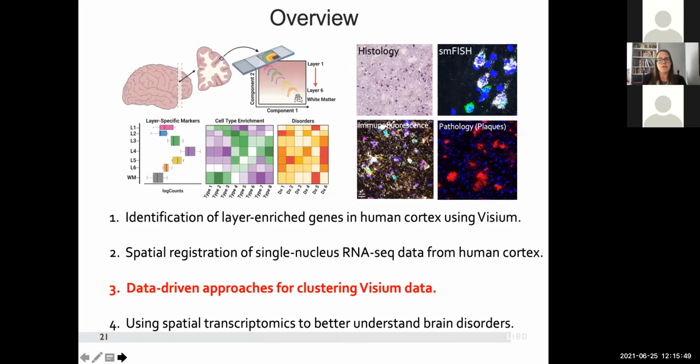So another area of focus for our group and the spatial transcriptomics field in general has been to develop data-driven unsupervised approaches for annotating and clustering Visium data. So everything I've been discussing so far in the DLPFC has been in terms of this supervised pseudo-bulking approach. But of course, for regions where the spatial organization is less well known, or instances where you want to discover non-laminar patterns of spatial gene expression, data-driven approaches are required.